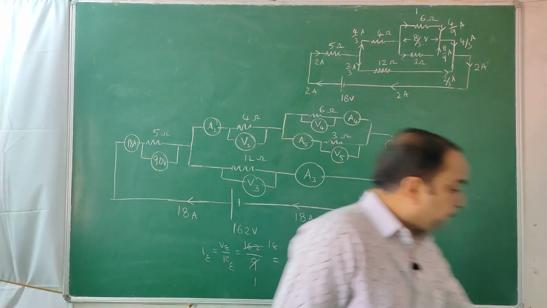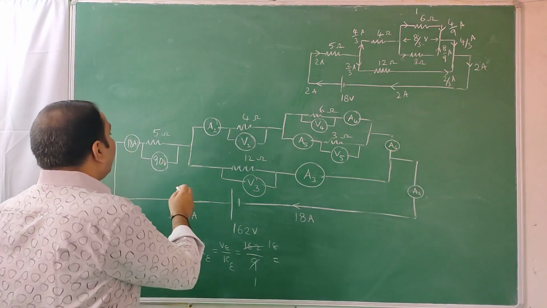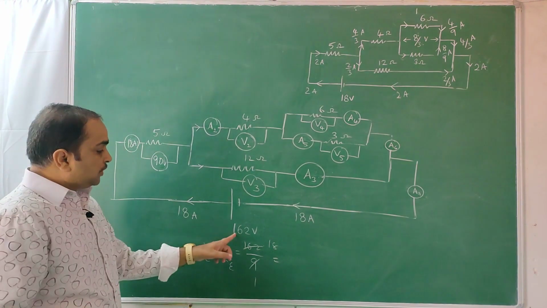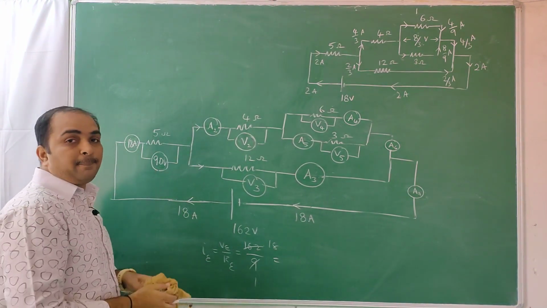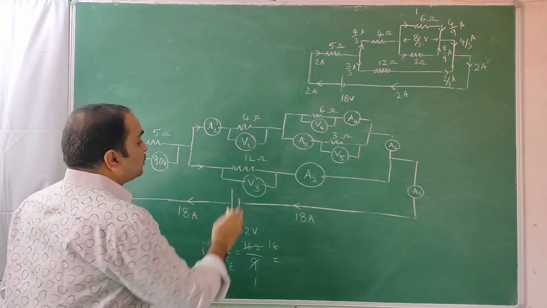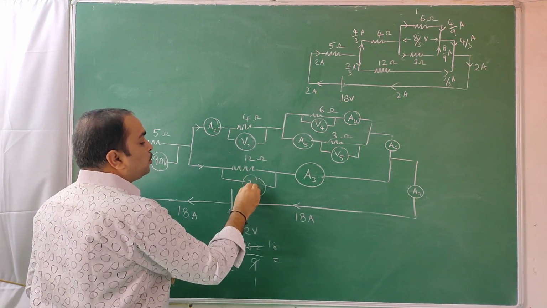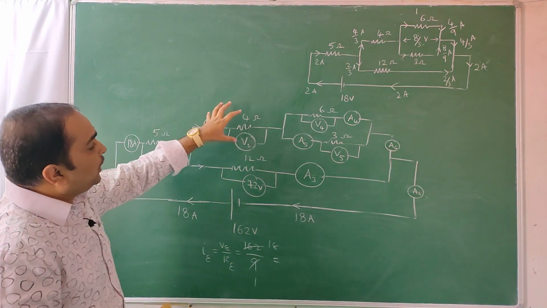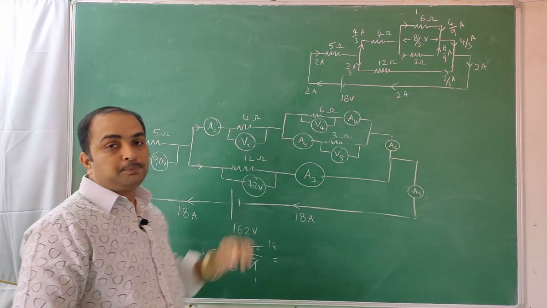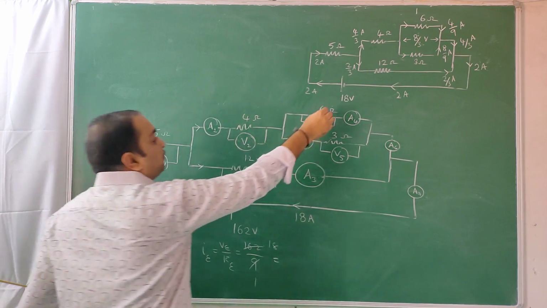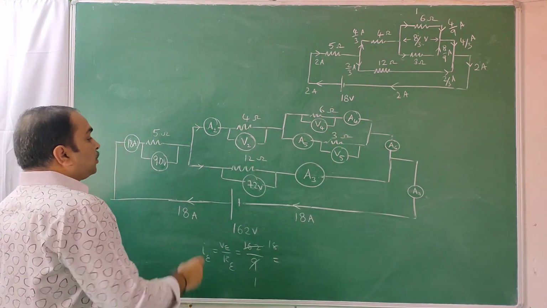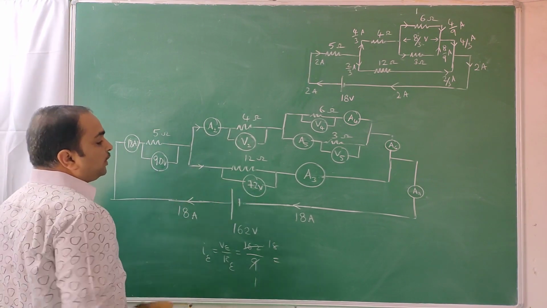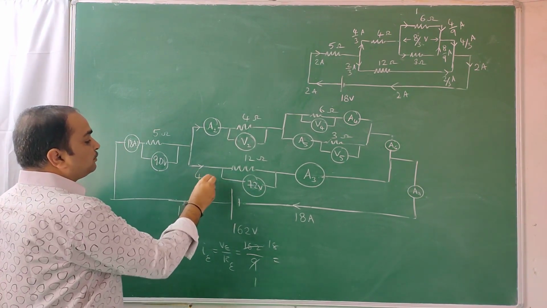And after that, the current 18 amps has to split something into this, something into this. So out of 162, 90 has been already taken away. So the remaining 72 volts. So across this there will be 72 volts. And 72 has to be distributed among 4 and 2. The 6 plus 3 combination was 2. So how will the current 18 amperes get divided? 72 by 18, this will be 4 amperes.